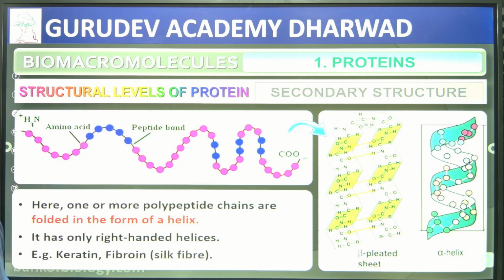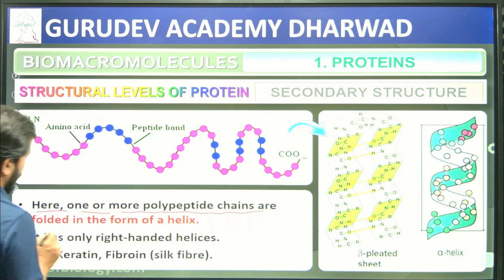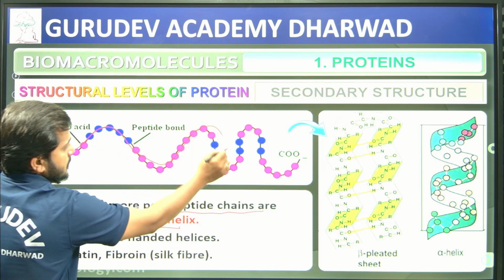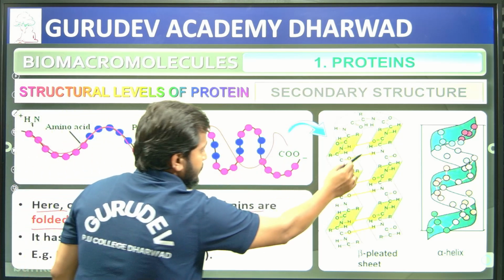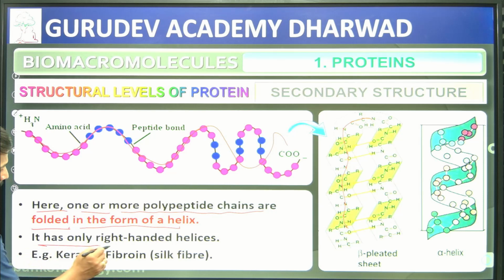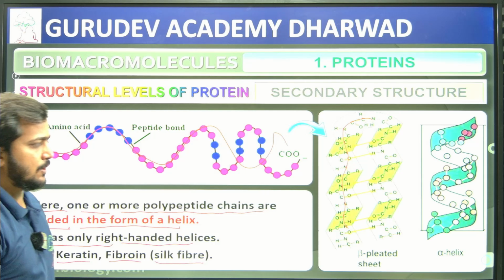Then there is the secondary structure of protein. Here one or more polypeptide chains are folded in a helical form. Like this, you get a helical structure. And it has only a right-handed helix, only one direction. Examples mentioned here are keratin and fibroin, which is silk fiber.